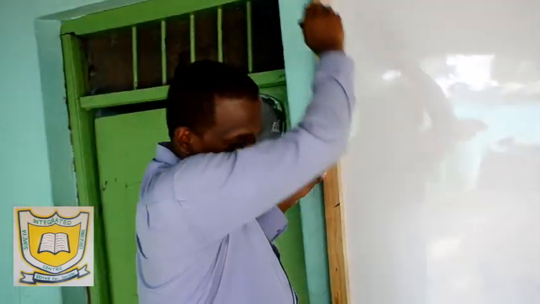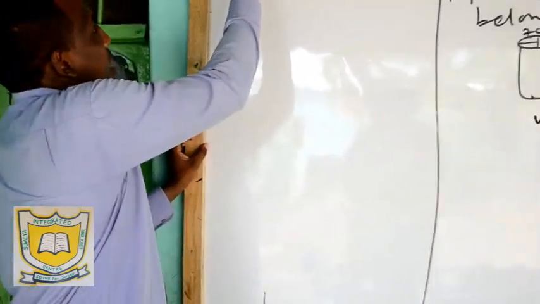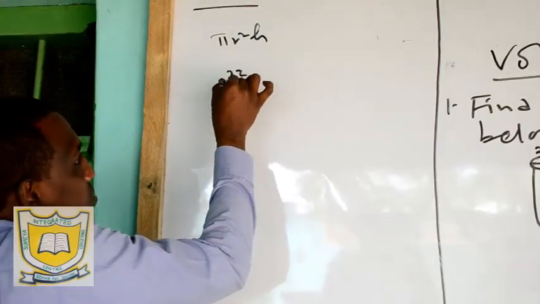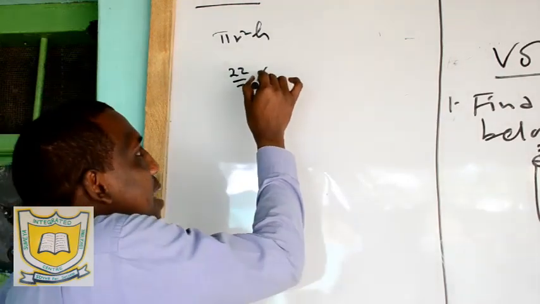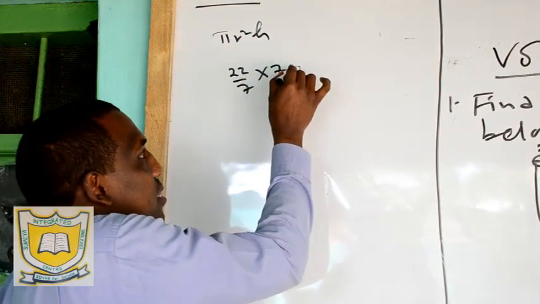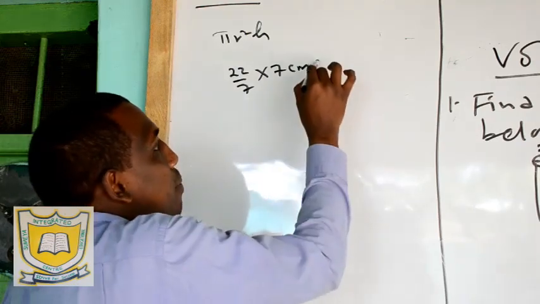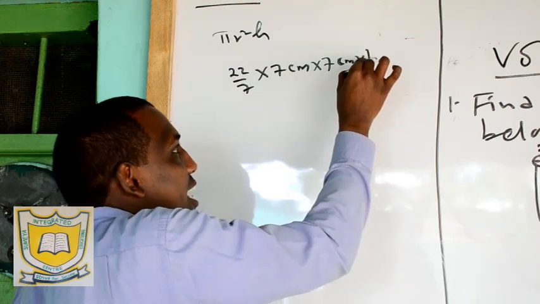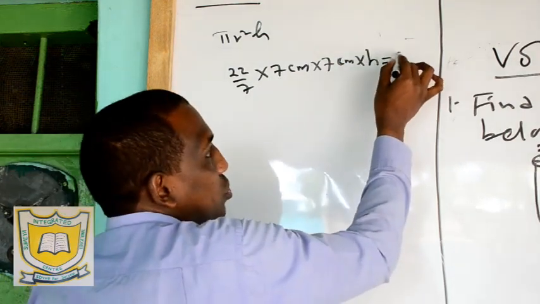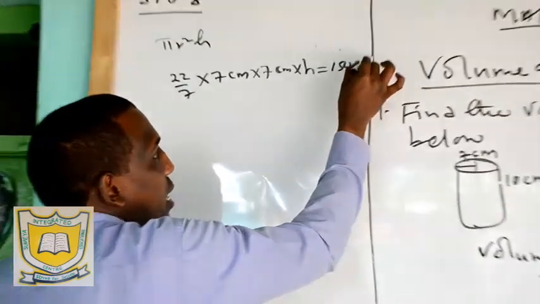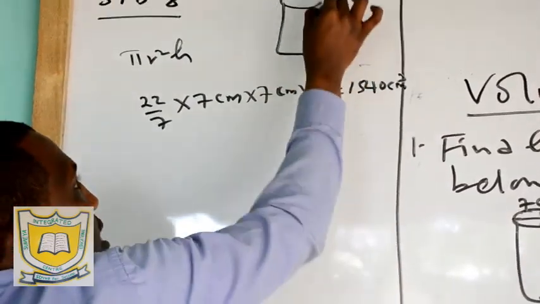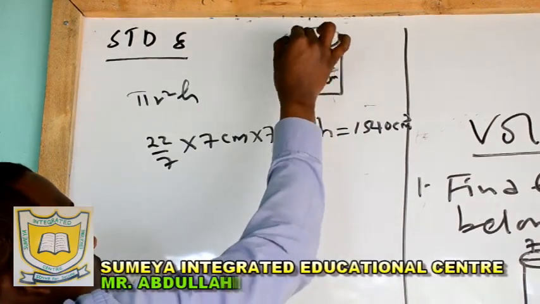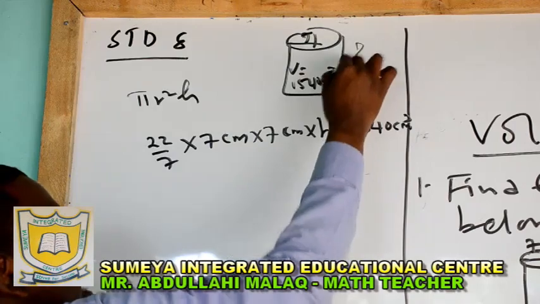To find the height now, we use the formula πr²h. π is now 22 over 7. We just follow the formula. Multiplied by r, the radius, which is 7 centimeters. Our radius was 7 centimeters, squared, now multiplied by the height h, which we don't know, is equal to the total volume, 1540 centimeters cubed. Remember, the volume here you are given is 1540 centimeters cubed and the radius was 7. So we want to get the height now.